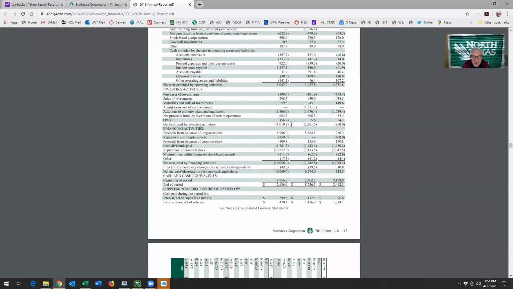Investing activities, they've invested $1.1 billion. Look at that, $1.8 billion additions to property, plant, and equipment. So they invested $1.5 billion in new stores. That's what this is. 2 years ago, almost $2 billion, last year, and $1.8 billion this year.